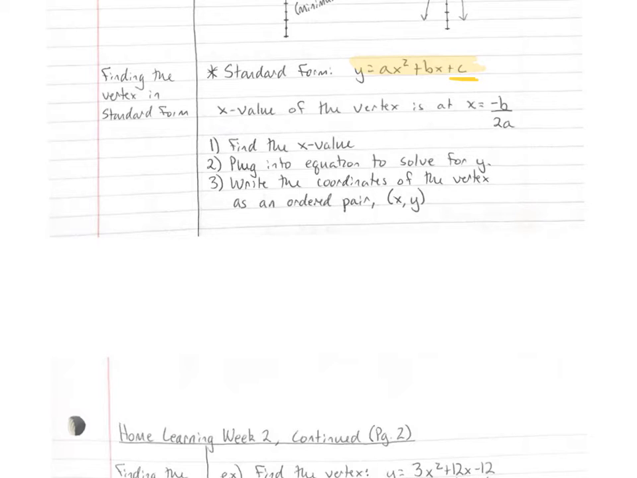The x value of your vertex is at the opposite of b over 2 times a. So the first thing you're going to do is find your x value. Then you're going to plug it back into the equation and solve for y. When you're all done, make sure you write your answer as an ordered pair, because the vertex is a point.